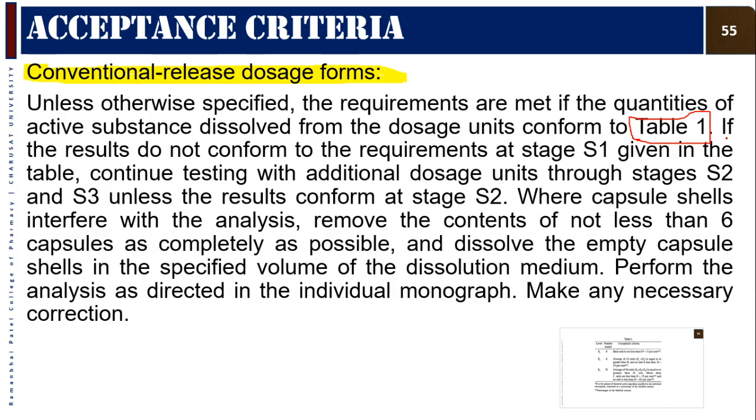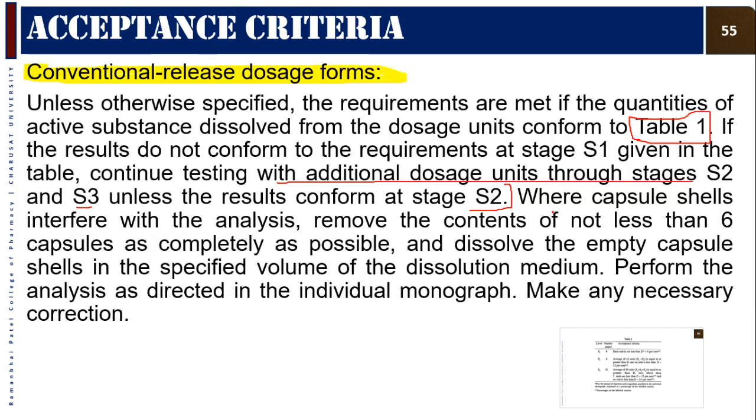But in case the criteria as per Table 1 are not satisfied, then what other options are there? We have to continue the test with additional dosage units through stage 2, and if it is still not complying with the dissolution criteria, then the last option available is stage 3, right? So this is the general procedure which is applicable to any dosage form.